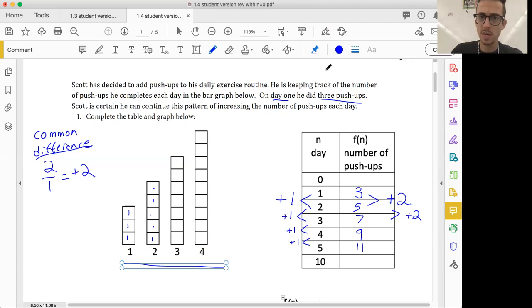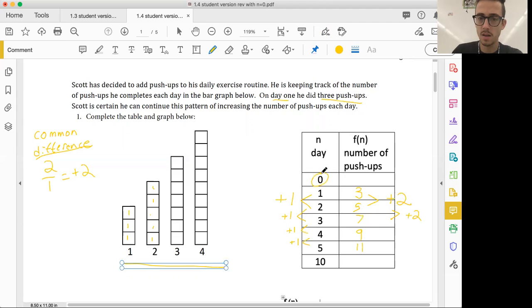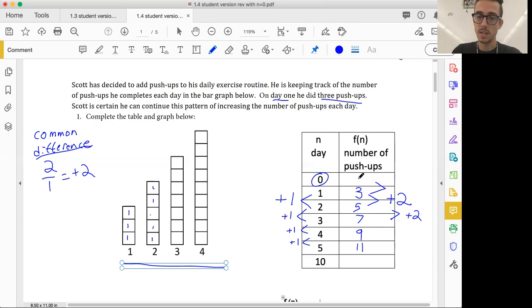But I noticed that up here, I have this term for the 0 day. How do you think I can go backwards to get that? Well, think if we were always moving forward adding 2, we could go backwards and deduct 2 from 3, so just getting us 1.